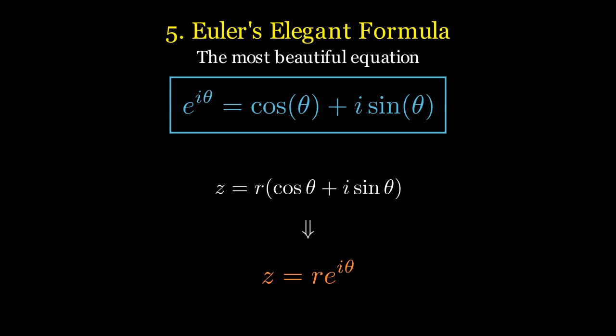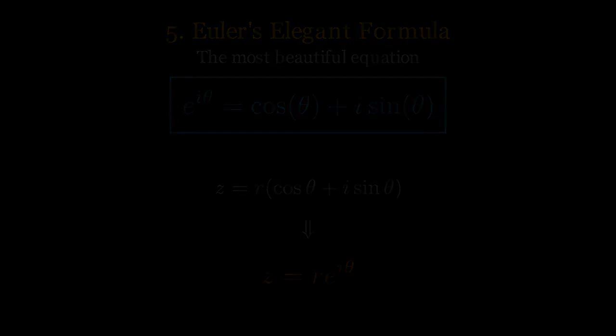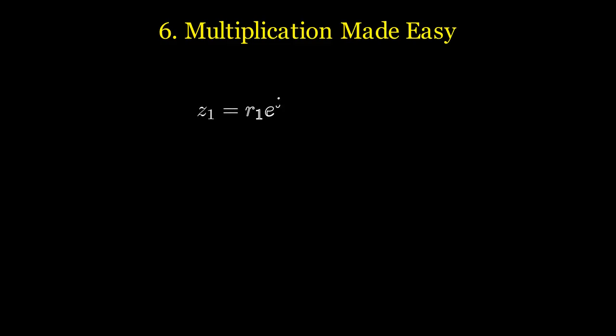Now, let us revisit the nightmare of multiplication, but this time armed with our new exponential polar form. Suppose we want to multiply z1 equals r1 e to the i theta 1 by z2 equals r2 e to the i theta 2. Thanks to the fundamental laws of exponents, which state that when you multiply bases, you simply add the exponents, the math becomes almost trivial. The product is simply r1 times r2 e to the i (theta 1 plus theta 2).